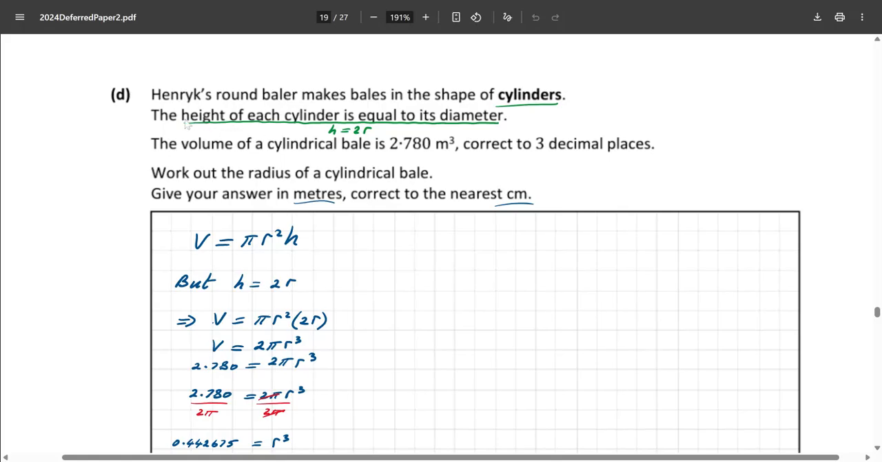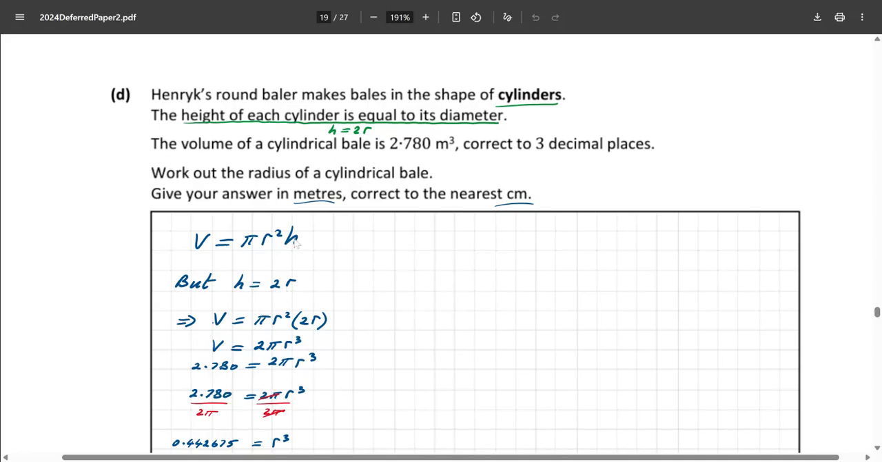Also something else of significance here. Another exam technique, convert English to maths. Maths is just another language, just a different way of saying things a lot of the time. So height of each cylinder is equal to its diameter. What's that in maths language? Well, diameter is twice the radius. So what he's saying here in maths language is h is 2r. If you convert that English to maths, it makes the question look much easier. So now we can use h equals 2r.